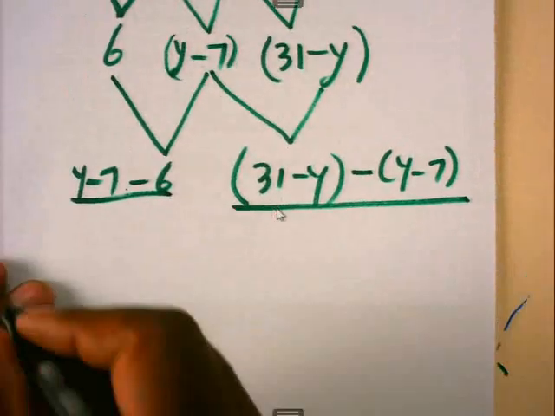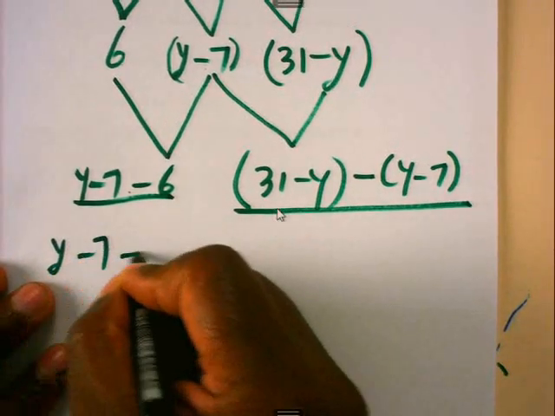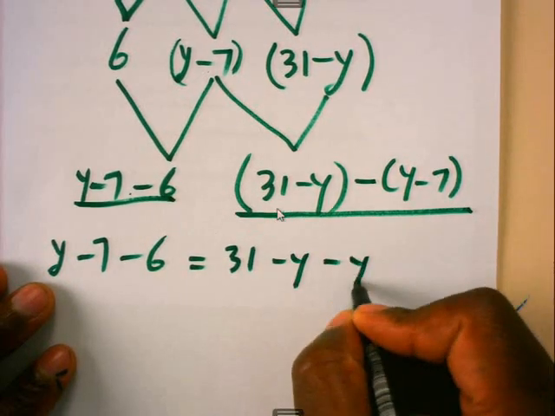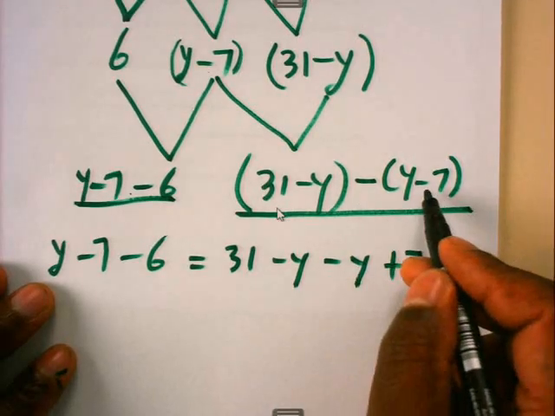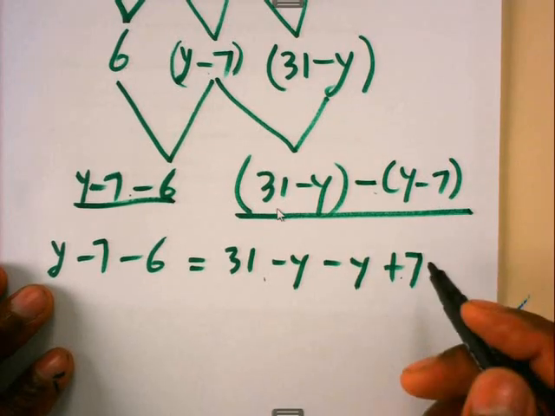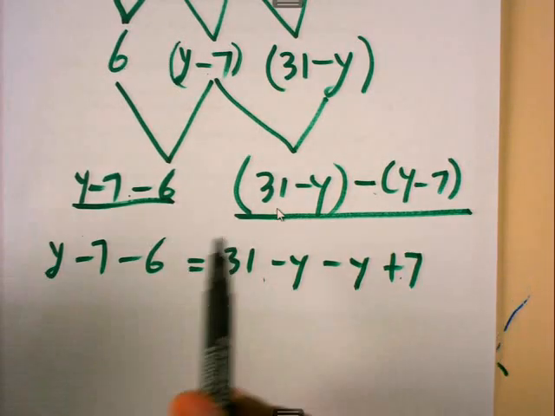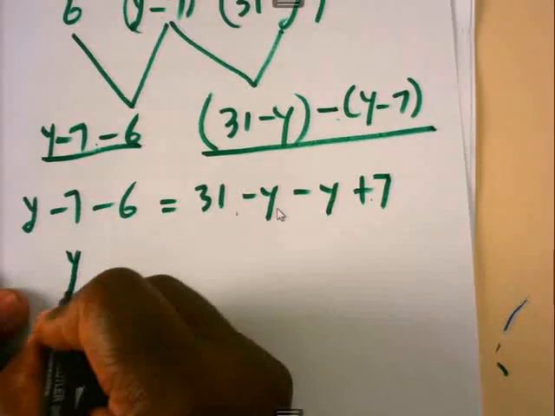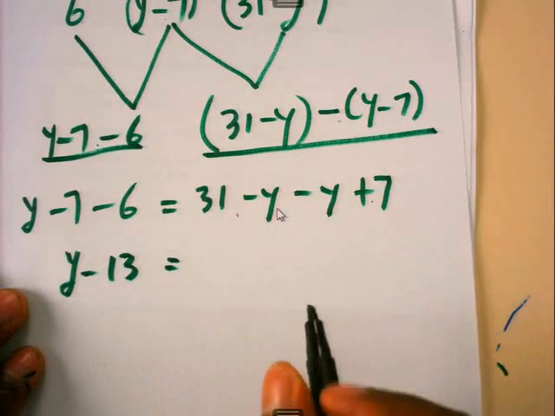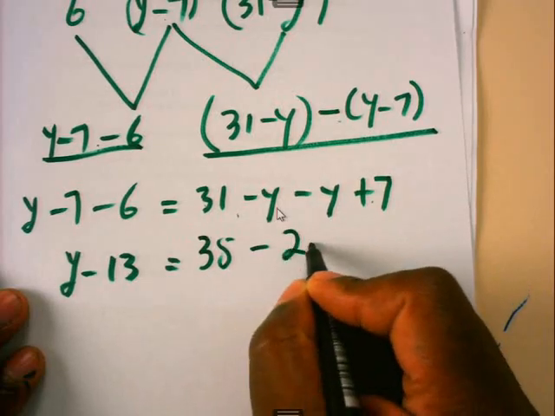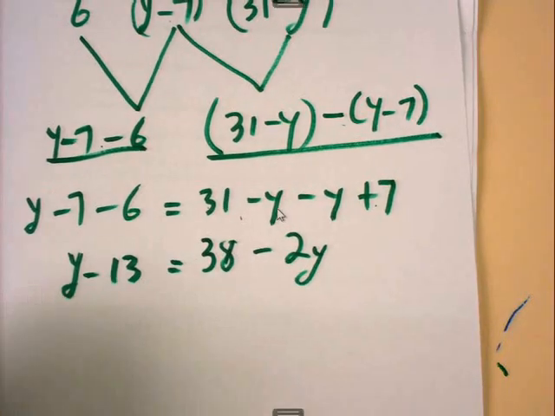Let's check. So it means y minus 7 minus 6 is equal to 31 minus y plus 7. If you remove the brackets here, 31 minus y plus 7. Let's add the like terms. So the second difference is equal: this is y minus 13, which is equal to 31 and 7, I think it will give you 38 minus 2y.